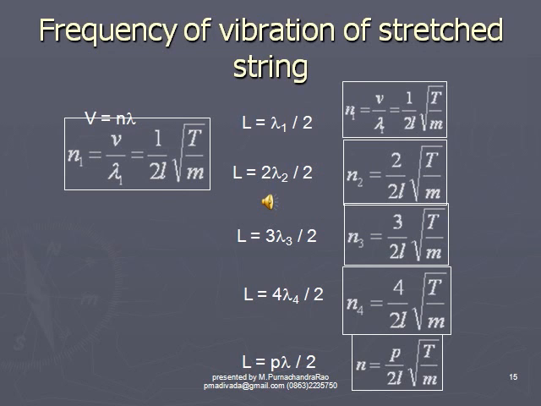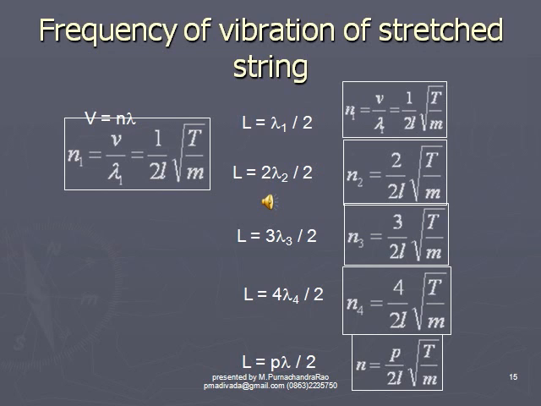In the next mode, when the string is vibrated in two segments, the wavelength λ2 is given by L = 2λ2 divided by 2, from which we get λ2 = 2L by 2. So substituting this value, we get N2 = 2 by 2L into square root of T by M. When the string is vibrated in 3 loops, the wavelength λ3 will be equal to 2L by 3. Hence we get N3 = 3 by 2L into root T by M.